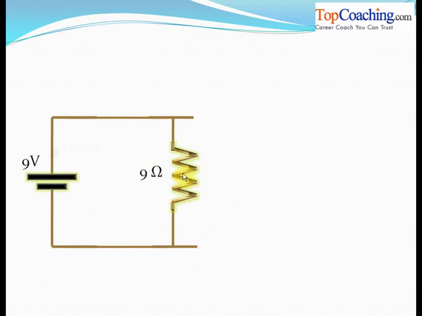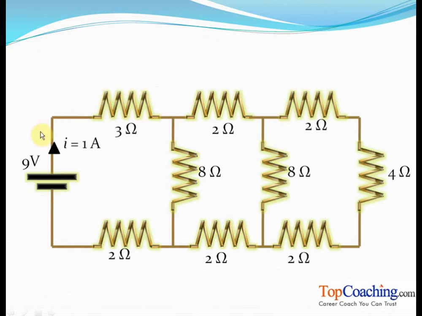So the net current flowing through this circuit will be 1 ampere because I is V by R, that is 9 divided by 9 equal to 1. Now we know that a current of 1 ampere is flowing like this through the 3 ohm resistance, isn't it? So we have calculated the current flowing through the 3 ohm resistance. The next step is to calculate the current flowing through the 4 ohm resistance, this one here. To do so, we will have to apply Kirchhoff's junction rule.